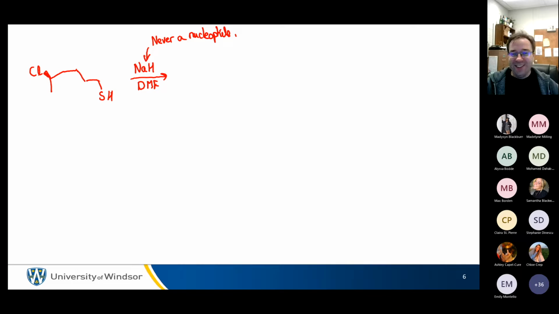Yes. Faith and Jesse nailed it. So it's going to make the ring with the sulfur as nucleophile. So again, we're talking about SN1, SN2 reactions. The fastest reactions are acid-base reactions.